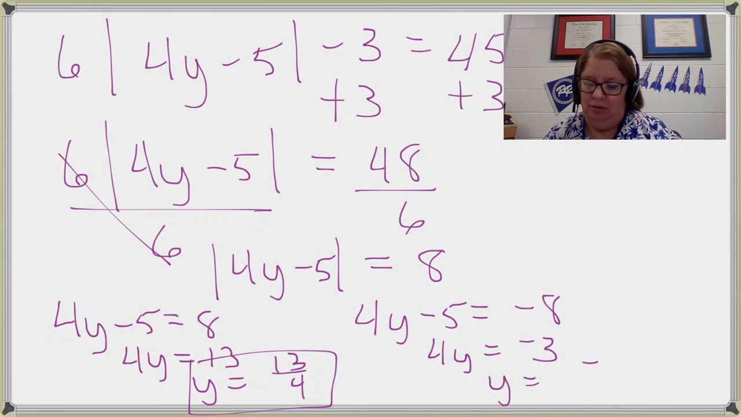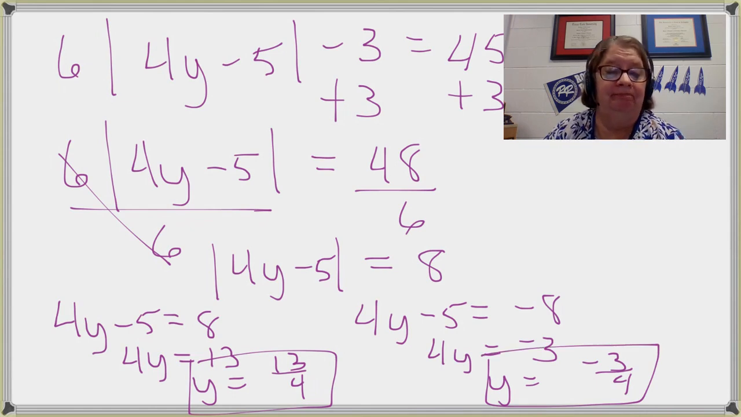Divide by 4. Ugly fraction. But that's okay. We could plug them in and check them and it would still work. Okay, you will see some like this on your assignment. Isolate the absolute value. Split it. Solve it. Okay, next.